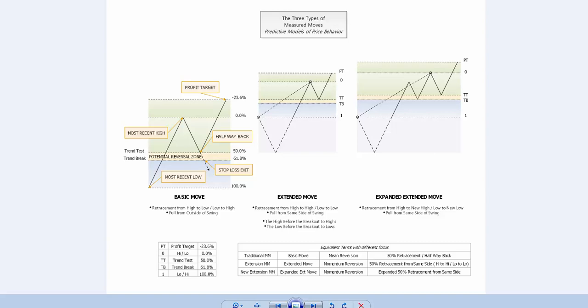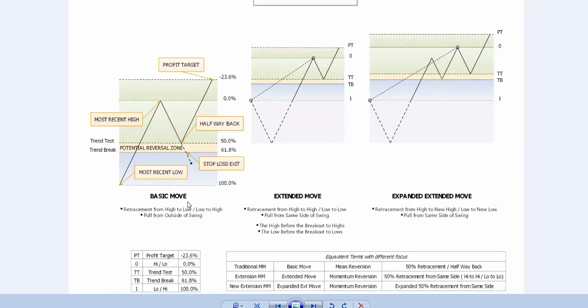And there are three types of measured moves, and we consider these predictive models of price behavior. They exist on all time frames. There's no such thing as a wrong time frame. Time is something that we invented. It's not something that the markets adhere to. The three types of setups are the basic move, or what some have heard here called a traditional measured move.